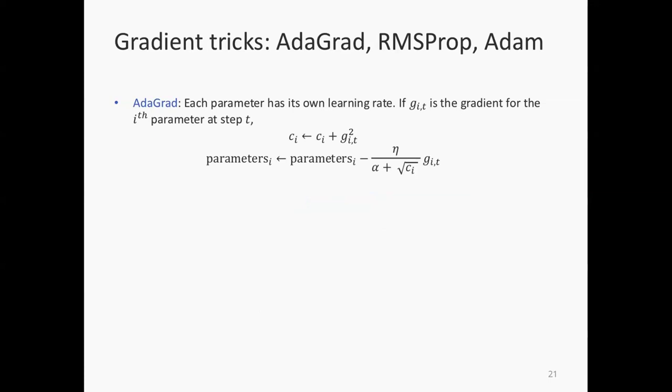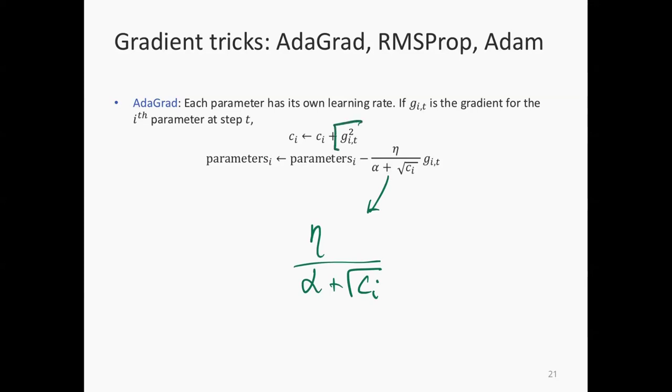Features that don't change much or don't occur often with non-zero values should get larger step sizes. And that's the idea of AdaGrad. This is orthogonal to momentum. We're still back to parameters equal parameters minus the gradient. But here we have an index i, which is the ith parameter. So the ith parameter gets its own learning rate, which is some initial learning rate eta over alpha plus root of c_i. This is the learning rate for the ith parameter. And the only question is, what is the c_i?